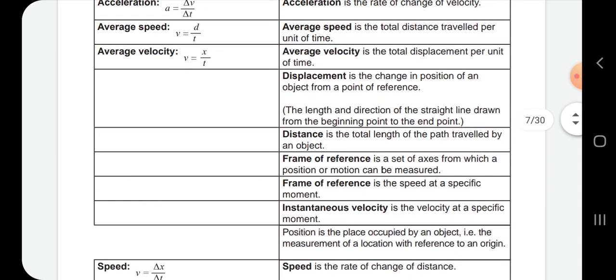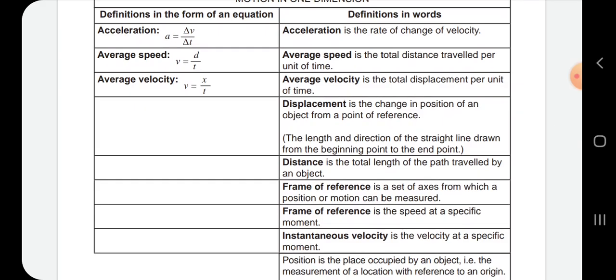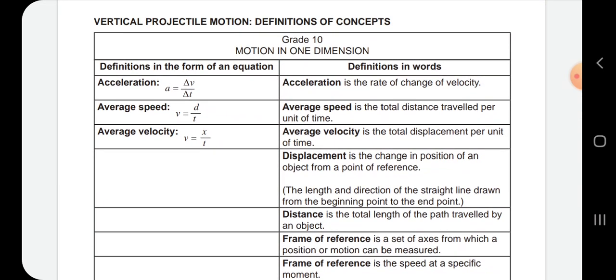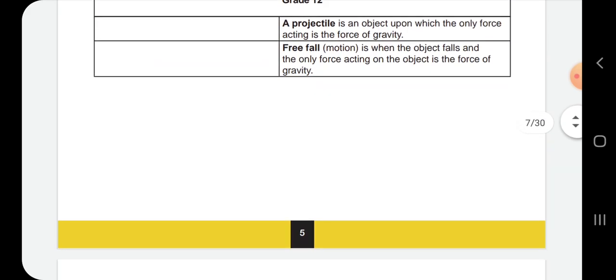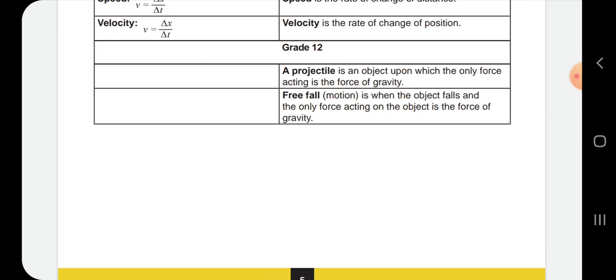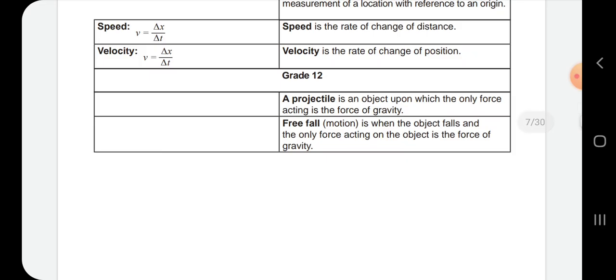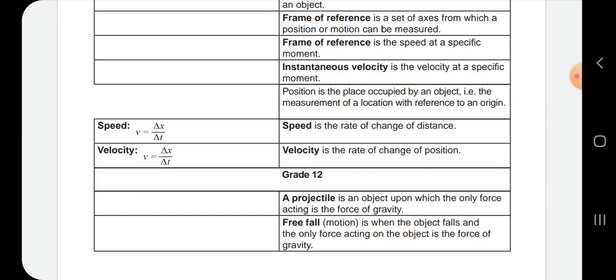This is a prerequisite. Motion in one direction is something that you have to know before you do projectile motion. So you need to know motion in one direction from grade 10 before you do vertical projectile motion. In grade 12 you need to know what is a projectile and a free fall motion. Those are the things you have to know. So make sure you have your examination guideline, and let's get right into it.